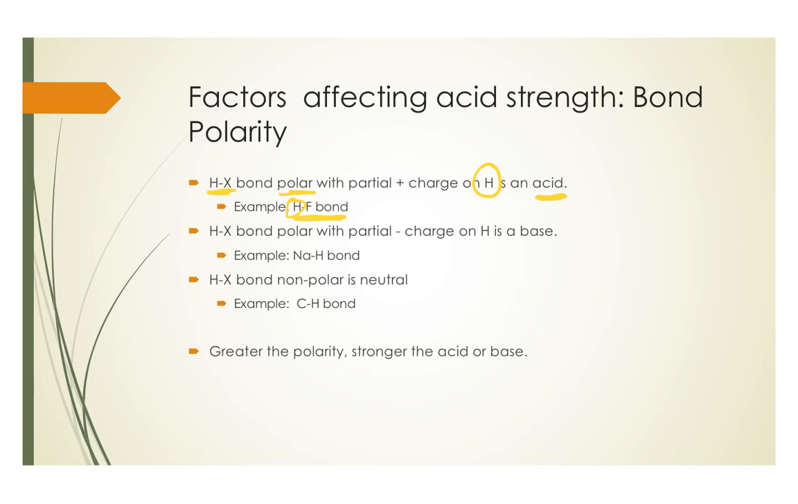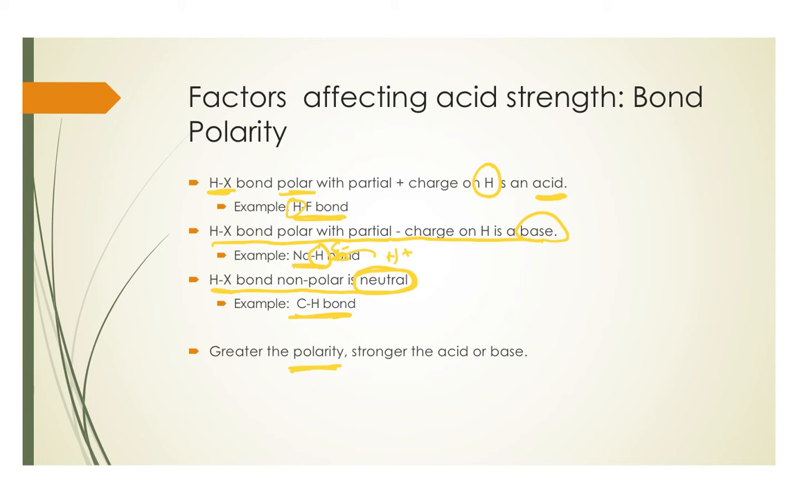If the HX bond is polar but there's a partial negative charge on the hydrogen, then that hydrogen is a base. For example, in sodium hydride, this hydrogen is more electronegative, so it becomes partially negative, and that means it's very easy for it to pick up another hydrogen ion, and as a result you end up with a base. If the HX bond is nonpolar, then your substance is neutral. It is neither an acid nor a base. For example, the carbon-hydrogen bond.